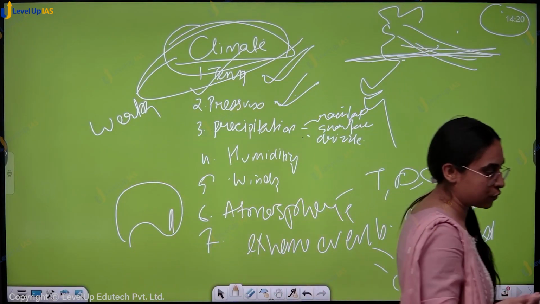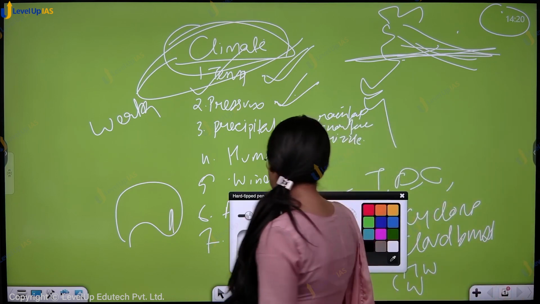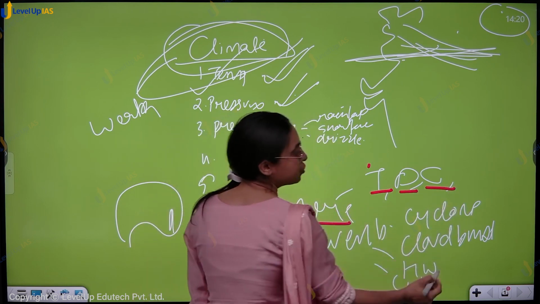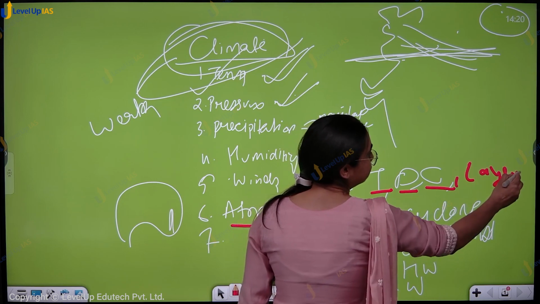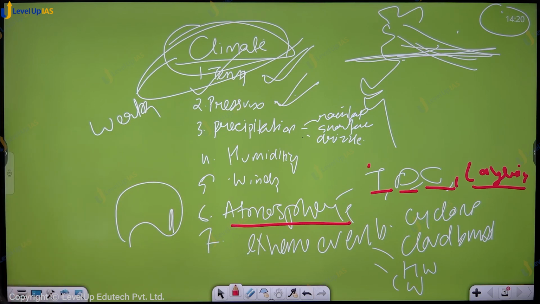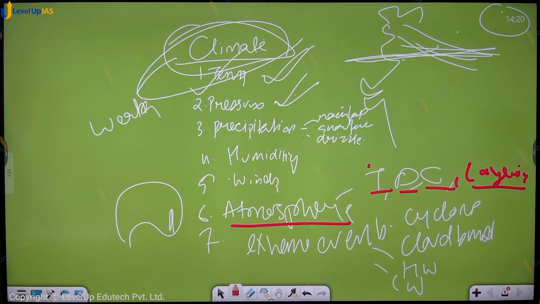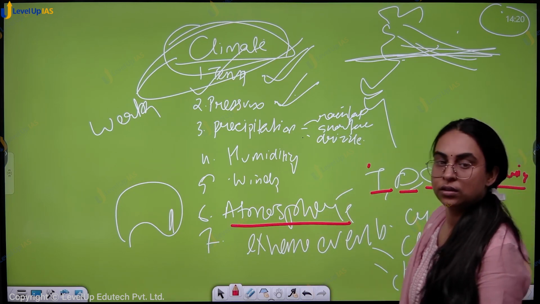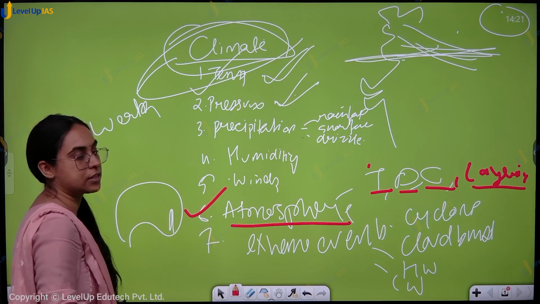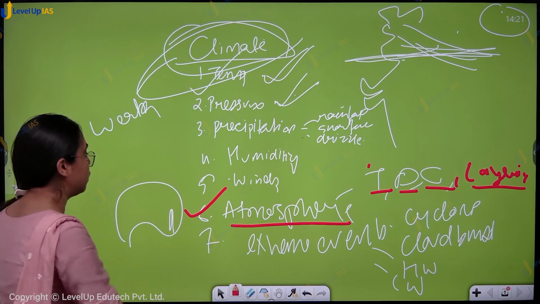The elements of climate are atmosphere: composition, temperature, density, layering. The composition of the atmosphere, the layering of the atmosphere. We have layers in our atmosphere. What are the layers? Troposphere, stratosphere, mesosphere, and thermosphere. So the first thing we'll study is atmosphere: composition, temperature, heating, the layering part.